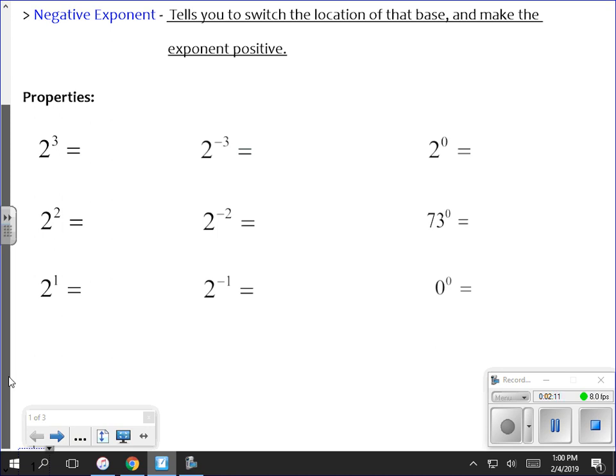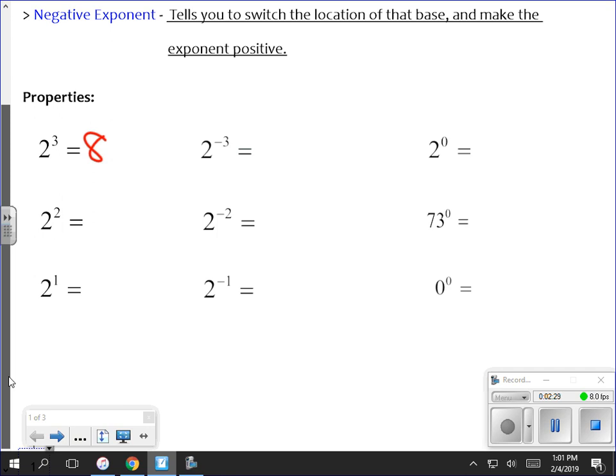2 cubed. You understand what the exponent means. 2 to the 3rd power means 2 times itself 3 times. There are certain ones you should know, your cubes and powers of 2. 2 cubed is 8. 2 times 2 times 2 gives you 8.